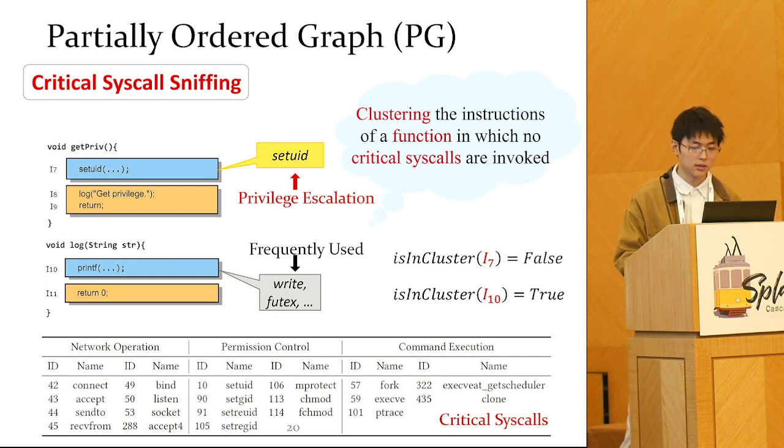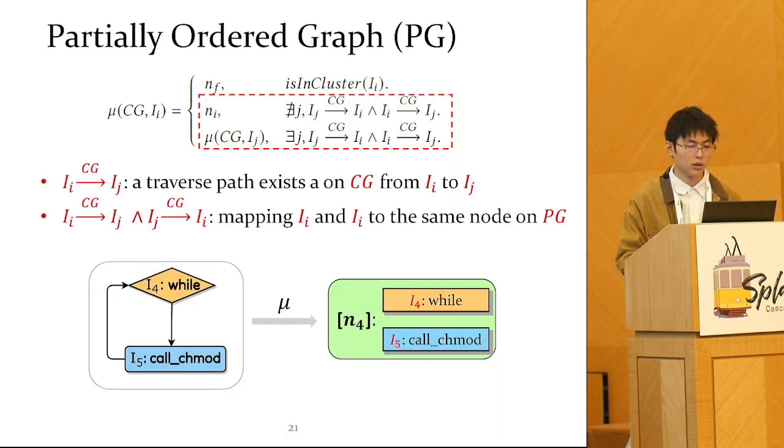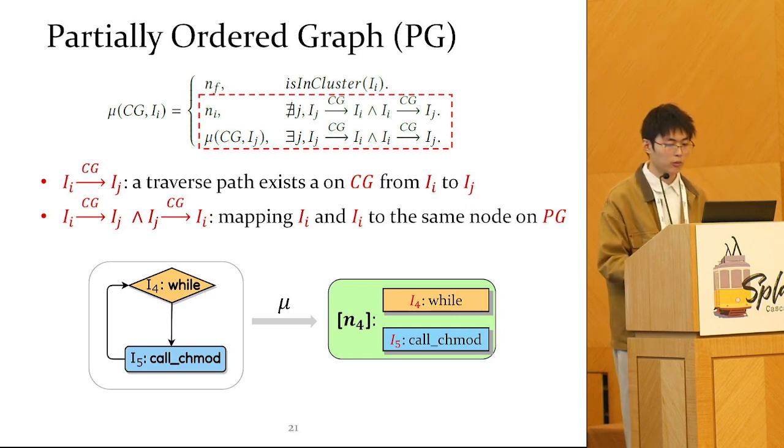After analyzing extensive malicious payloads, we summarize the frequently exploited syscalls as courtesy syscalls. They are usually related to network operation, permission control, and command execution. Then the mapping is performed based on the traversed paths of CG. If two instructions on CG are mutually reachable, then the two instructions will be mapped to the same node of PG. For example, the figure shows a while loop where both instructions are mapped to the node N4.